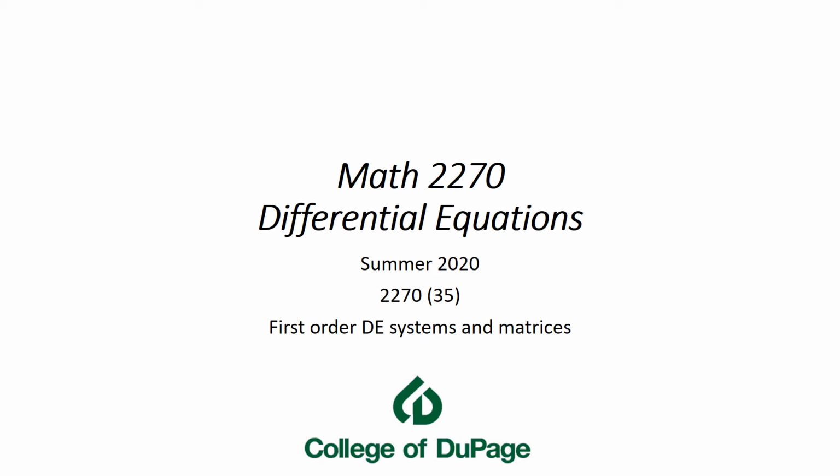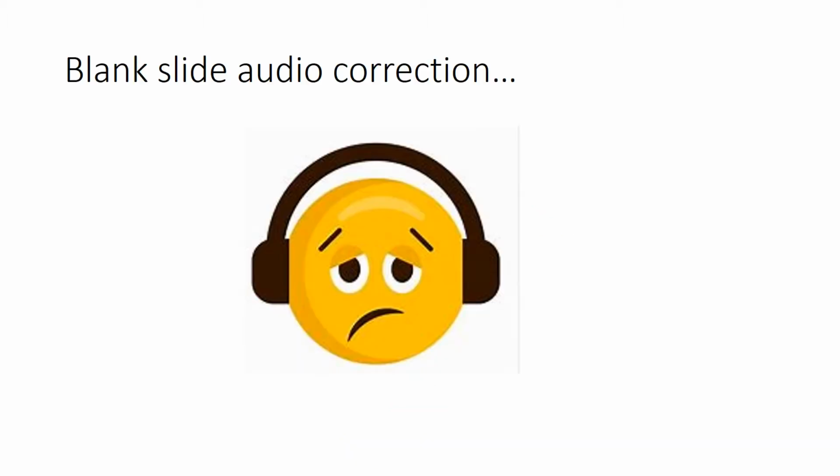Hello, this is Math 2270 coming to you from the College of DuPage during the summer of 2020, and the title of this lecture is First Order Differential Equation Systems and Matrices.